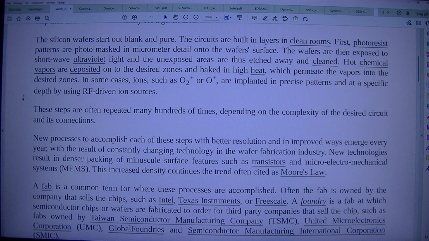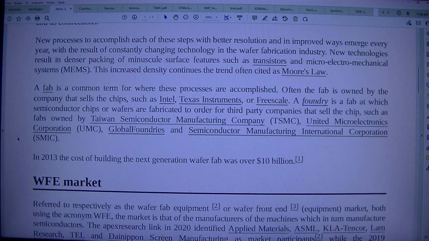These steps are often repeated many hundreds of times, depending on the complexity of the desired circuit and its connections. New processes to accomplish each of these steps with better resolution and in improved ways emerge every year, with the result of constantly changing technology in the wafer fabrication industry. New technology has resulted in denser packing of minuscule surface features such as transistors and microelectromechanical systems, MEMS. This increased density continues the trend often cited as Moore's law.